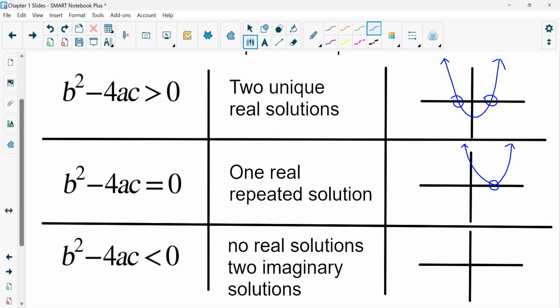And so what the graph would look like is that it wouldn't touch the x-axis. So it looks something like that. That's why there's no real solution, because it's never touching the x-axis.